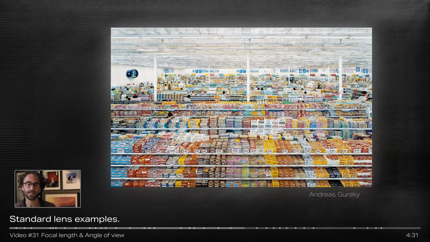Lastly, in this image by Andreas Gursky, we can see that the shelving in the store does diminish in size as it moves further away towards the back wall, but that diminishment of size appears quite natural and appears very similar to how we would see it with our own eyes if we were viewing the scene physically standing there.